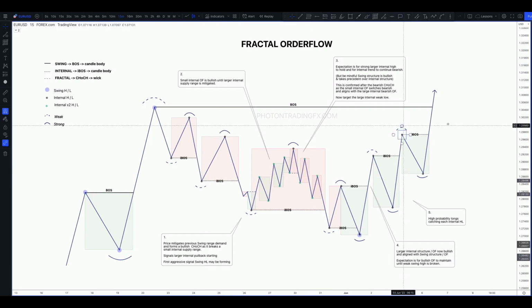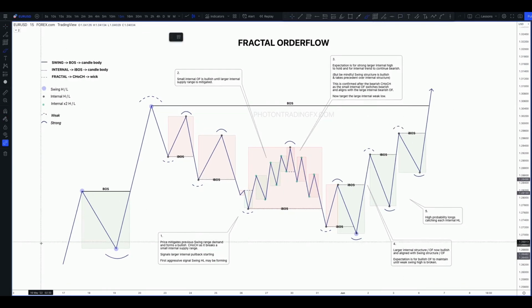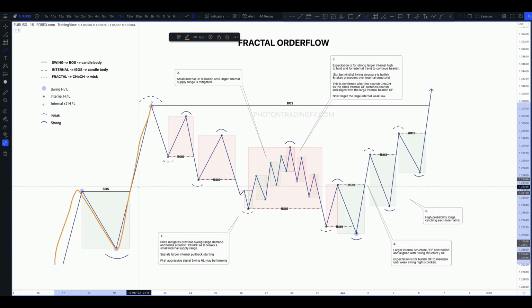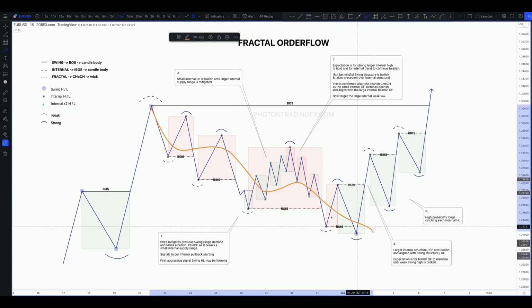That's the only difference. Okay. So let's go through it again. Swing high, low, swing higher, high, right? So we get that swing break of structure. What do we expect after a swing break of structure? We expect a swing pullback.